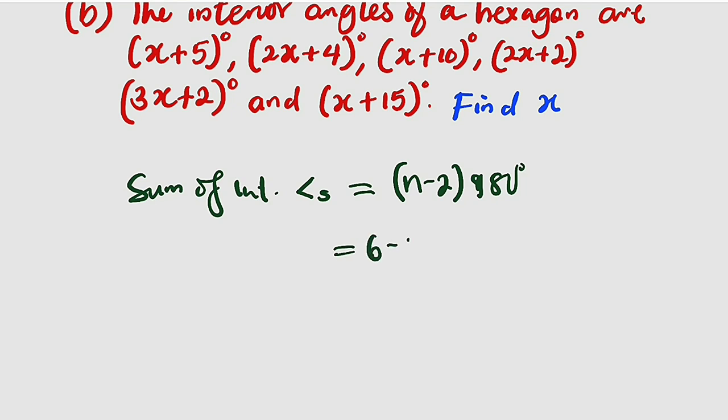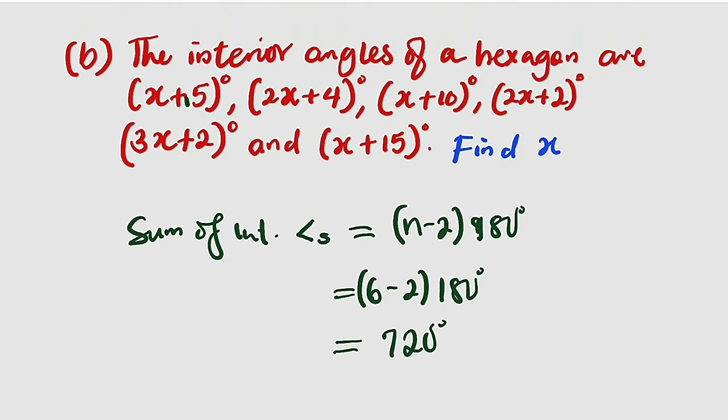So this is 6 minus 2 multiplied by 180 degrees. 6 minus 2 is 4. 4 multiplied by 180 is 720 degrees. Therefore, the sum of all the interior angles equals 720 degrees. So we can add all of this together and set them to be equal to 720.